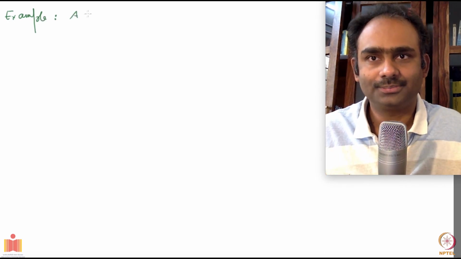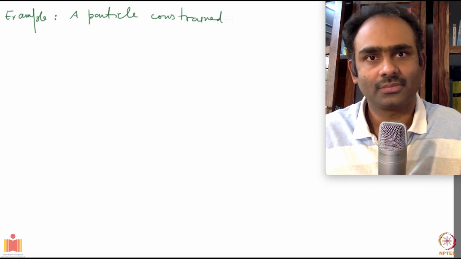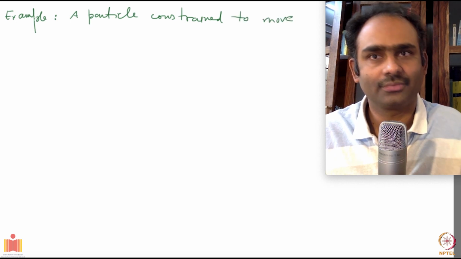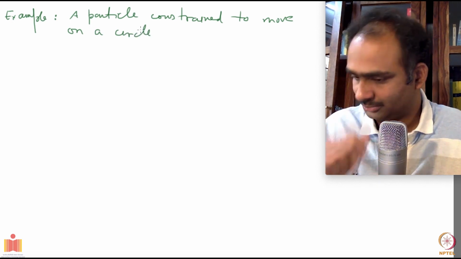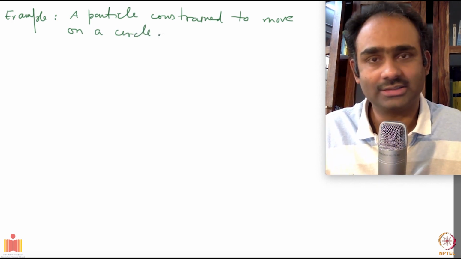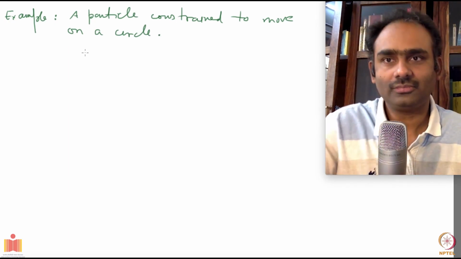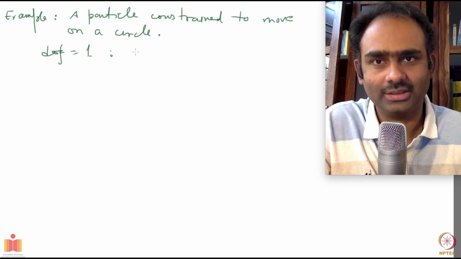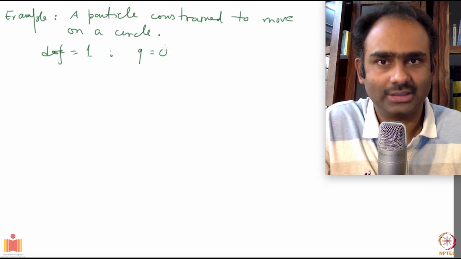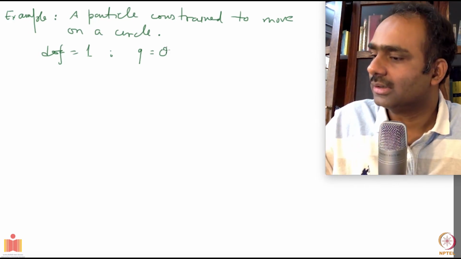Example: a particle constrained to move on a circle. Clearly there is a force of constraint and there are no other forces on it. So this problem has degree of freedom 1, and for the generalized coordinate q I will use theta. Note that theta is dimensionless, which is fine, no problem.